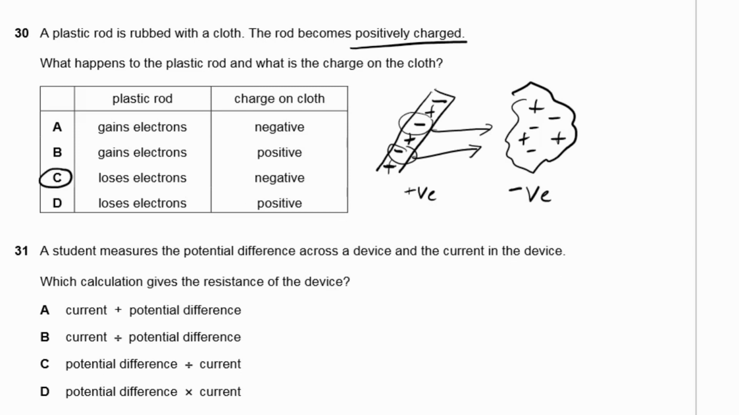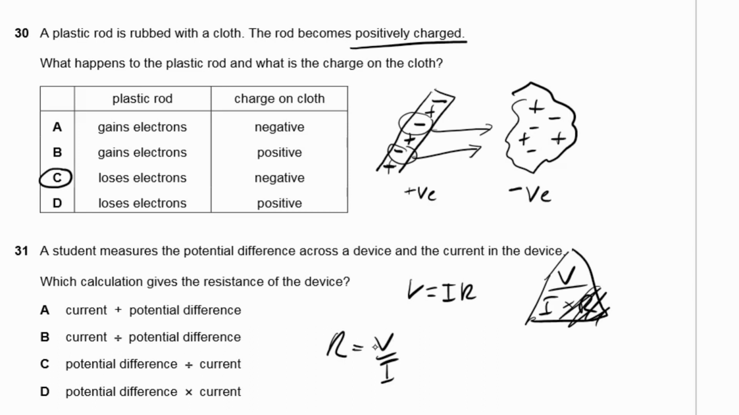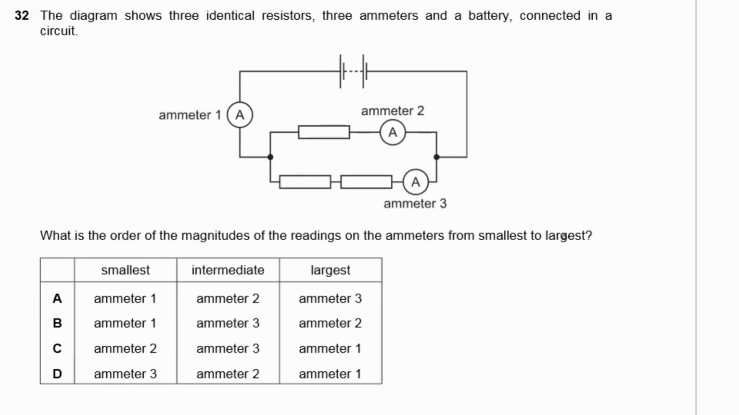31. A student measures the potential difference across a device and the current in the device. Which calculation gives the resistance of the device? Well, we know V equals IR. In fact, nice and easily, we can put it into our equation triangle. We want to find the resistance, so we just cover over the resistance, like so. We find that R equals V over I. So resistance is given by the potential difference divided by the current. Option C.